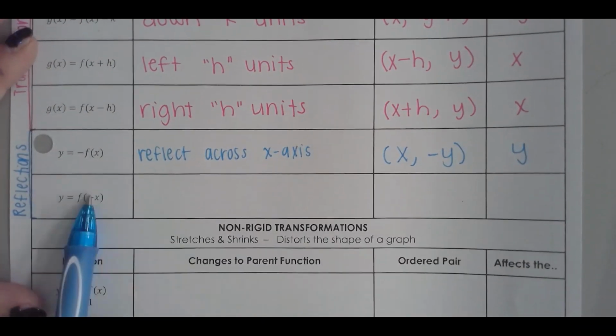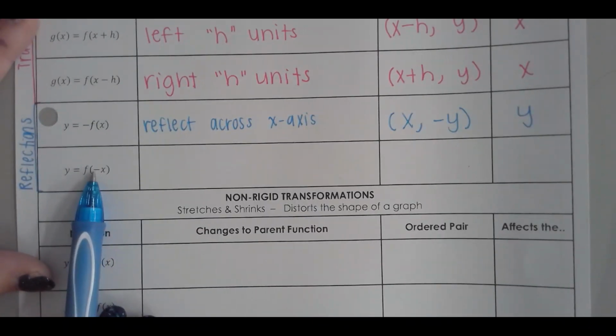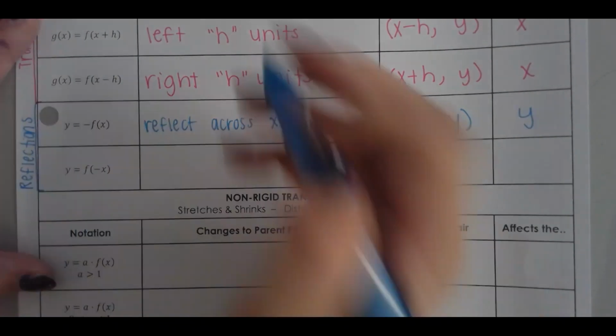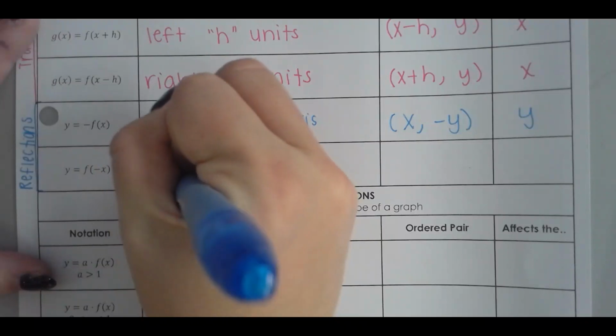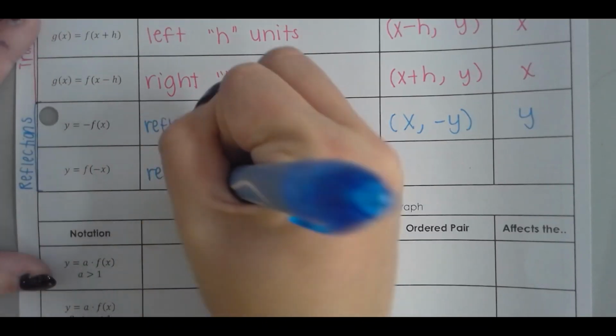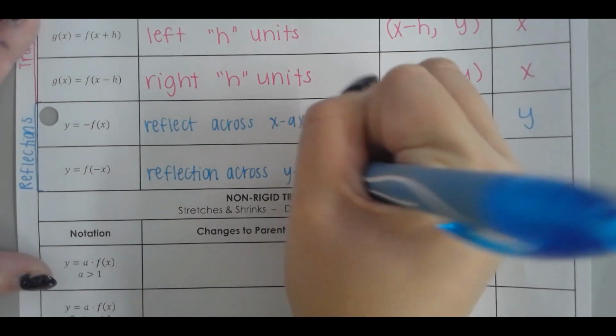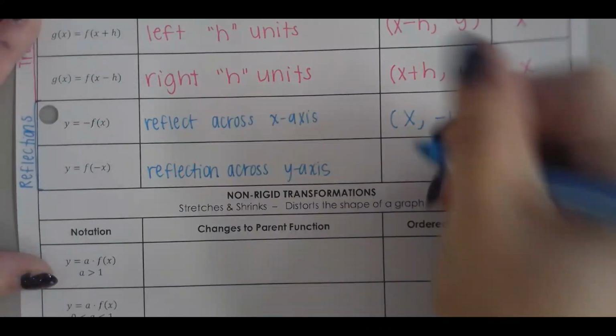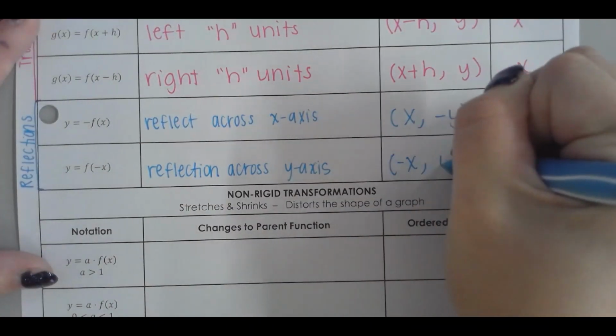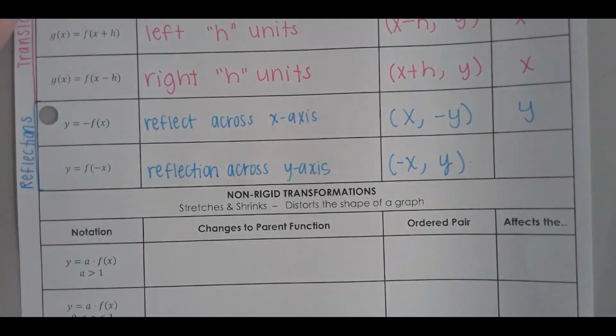All right, if you have a negative directly in front of the x, that means it's a reflection across the y-axis, and your x value is what changed. Your y stayed the same. So it affects the x.